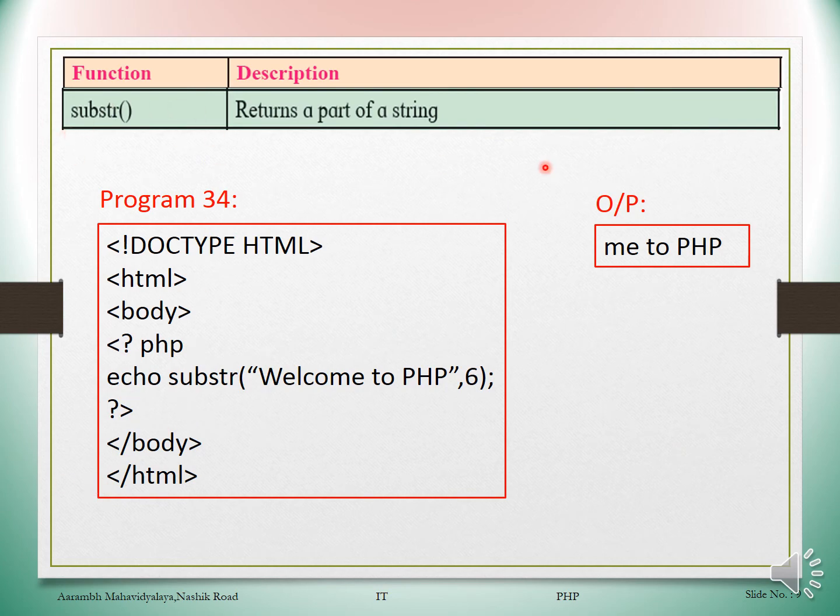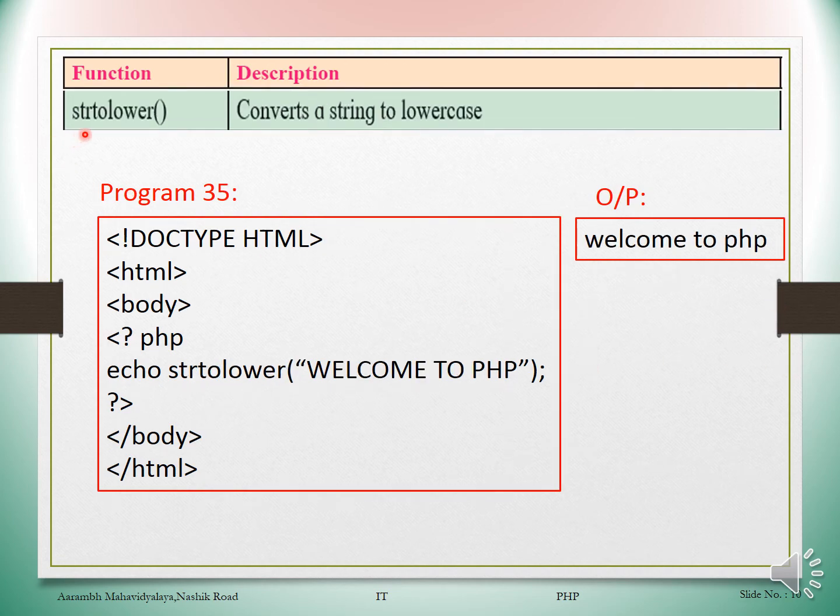The next function is substr. It returns a part of a string. Here in this example, echo substr, "welcome to PHP", and the provided number is 6. That means our output data will start from the 6th location of the provided string, and it is like this: "me to PHP". That means these 5 characters will be skipped, and from the 6th character our data will be displayed. This is known as substr.